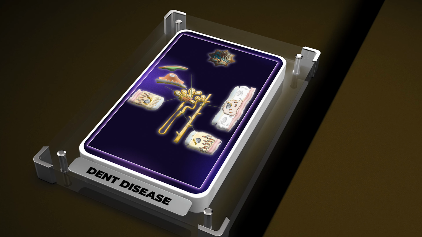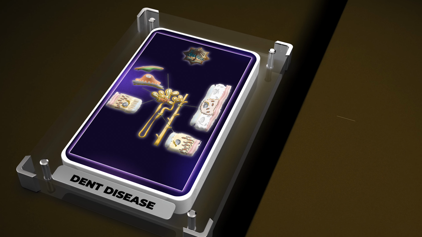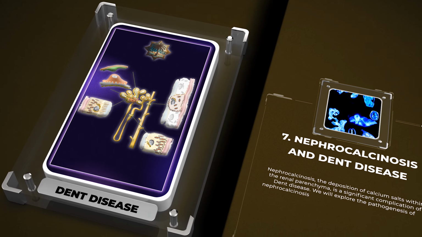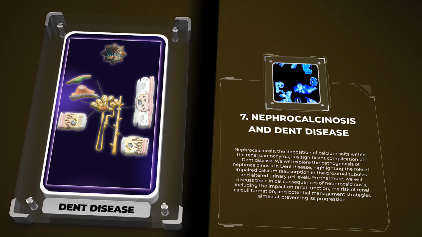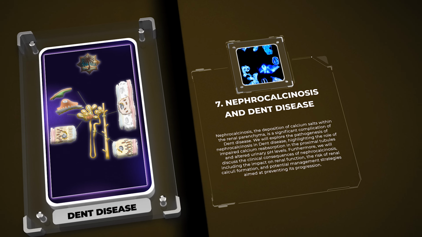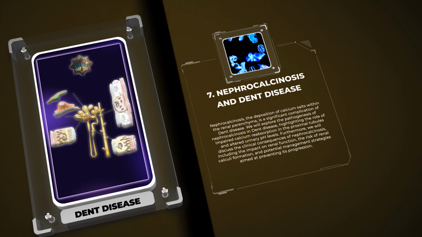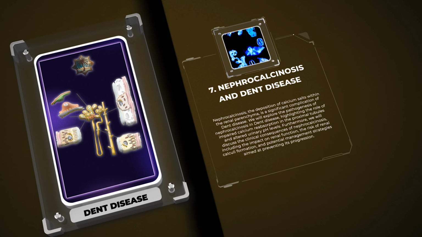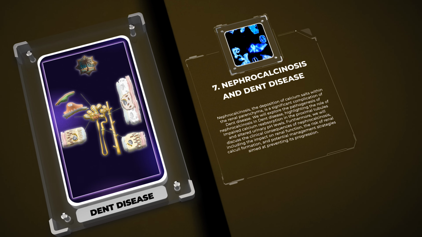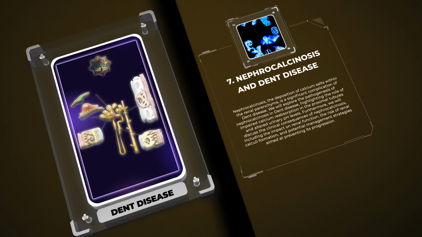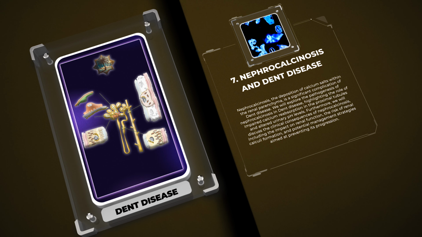Nephrocalcinosis, the deposition of calcium salts within the renal parenchyma, is a significant complication of Dent disease. We will explore the pathogenesis of nephrocalcinosis in Dent disease, highlighting the role of impaired calcium reabsorption in the proximal tubules and altered urinary pH levels. Furthermore, we will discuss the clinical consequences of nephrocalcinosis, including the impact on renal function, the risk of renal calculi formation, and potential management strategies aimed at preventing its progression.